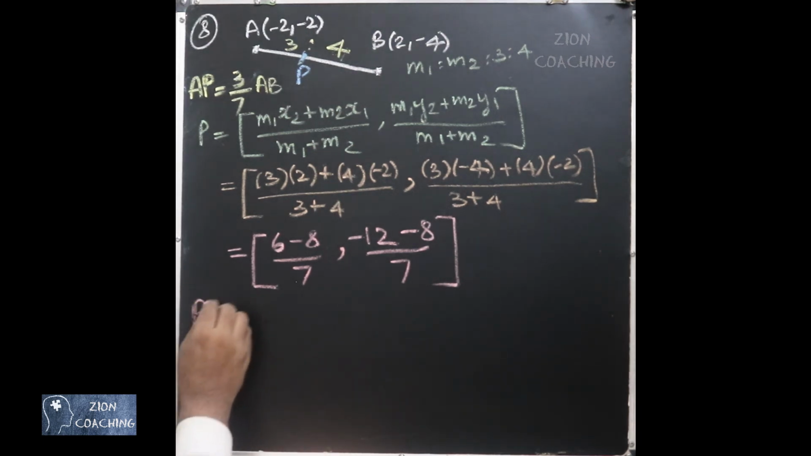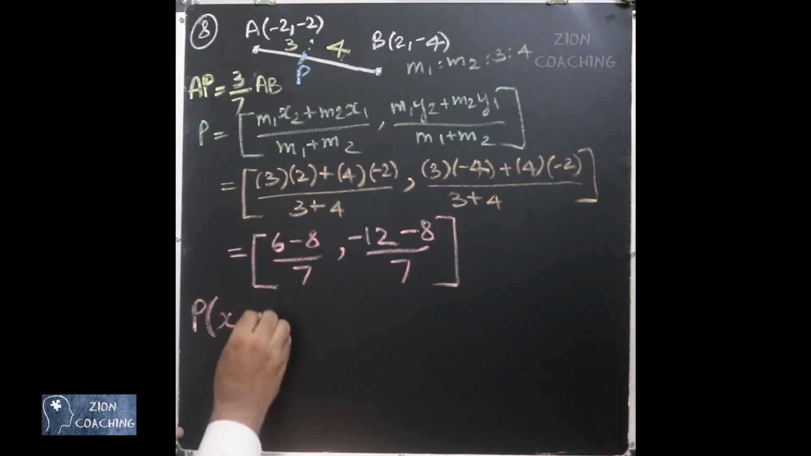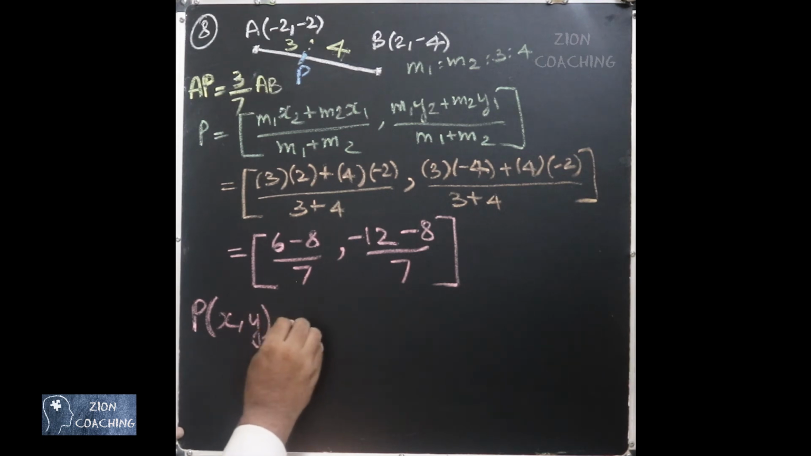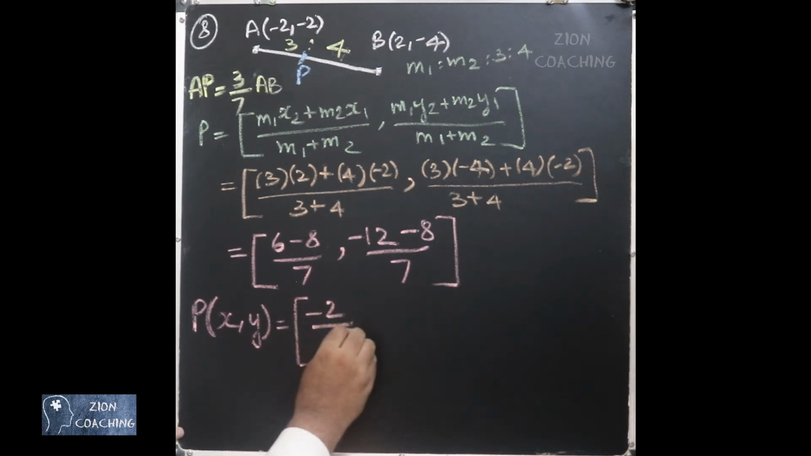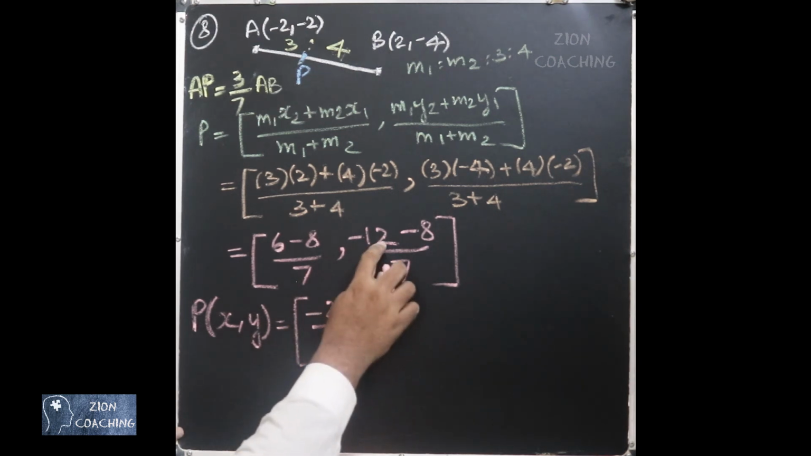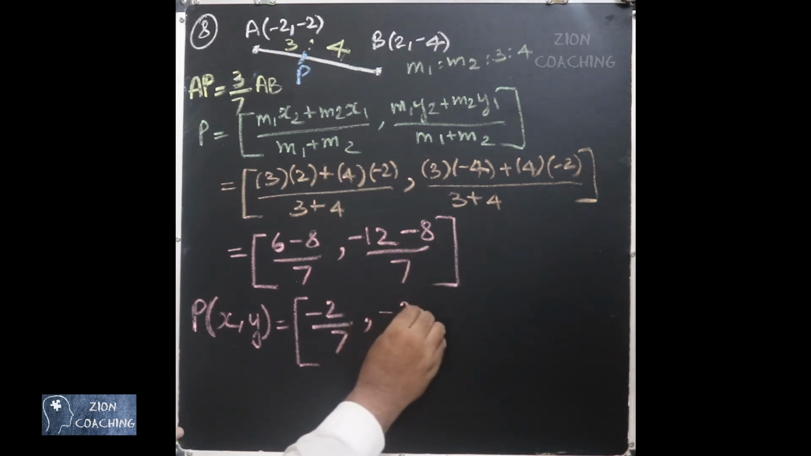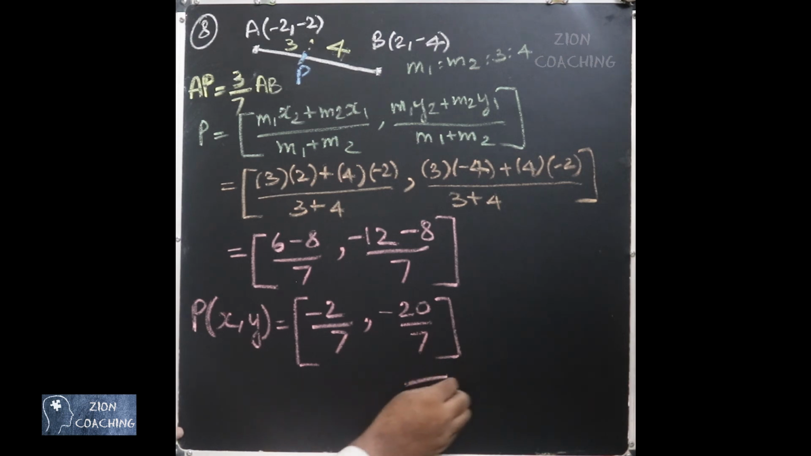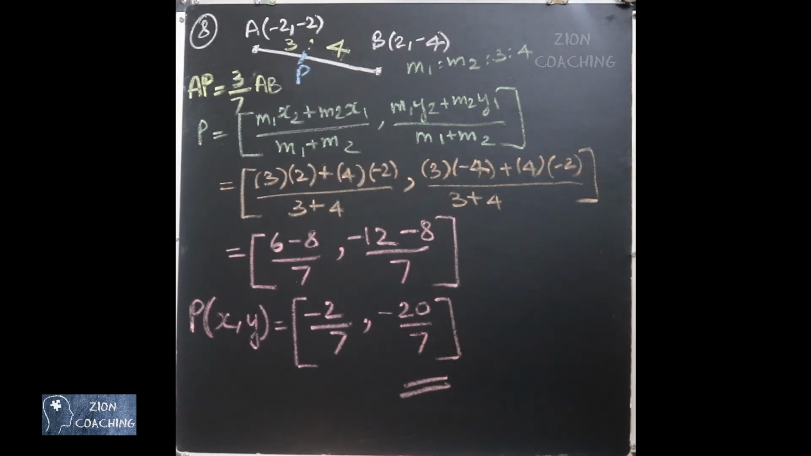Therefore, P(x, y) is going to be: 6 minus 8 is -2, so -2 by 7, comma, -12 minus 8 is -20, so -20 by 7. So this is the coordinates of the point P which divides the line AB in the ratio 3:4. That is, AP is actually 3/7 of AB.